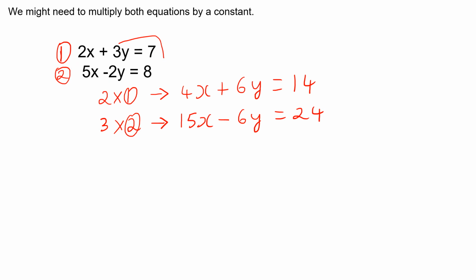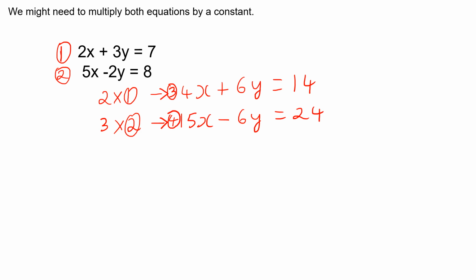So what I can do now is label the equations. So 2 times equation 1, I will call that equation 3. 3 times equation 2, I will call that equation 4. These are really the same equations as equations 1 and 2, but it's just notation that we use to keep track of our workings.